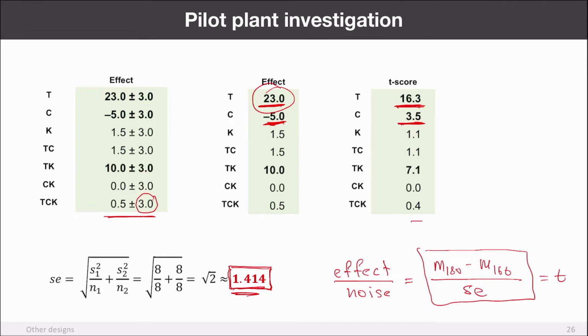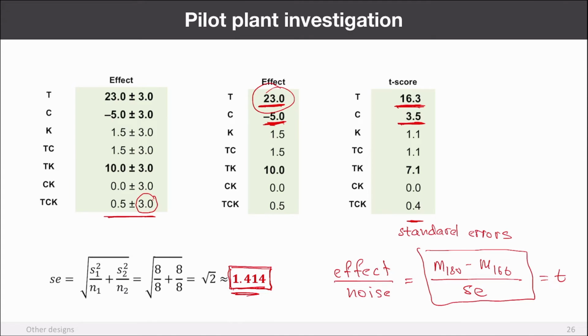So now we have the same effects, but not in, for example, milligrams or whatever units we use for the y values, but we have them in standard errors. So this is the effect measured in standard errors, which is a level of noise, right?